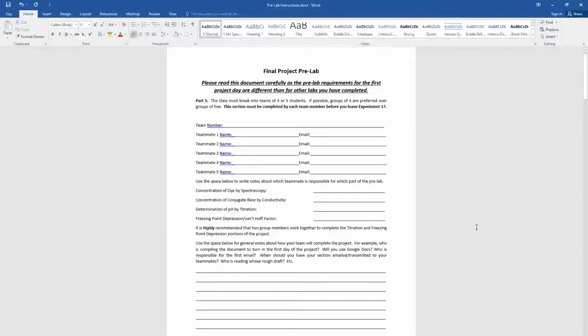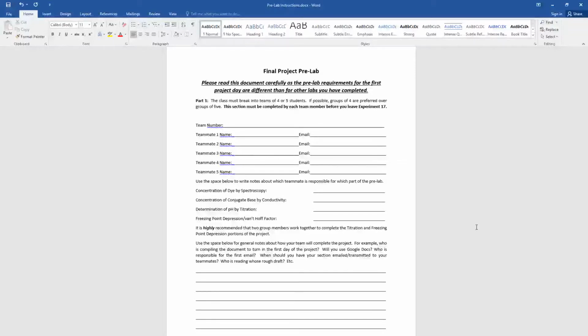Hi everyone. I just wanted to take a minute to talk to you about what you're going to be doing for the final project for General Chemistry 2 lab. This week, you'll begin your work on the project. The project will have you assuming the roles of scientists hired by a court in order to help them make a ruling in a copyright infringement case.